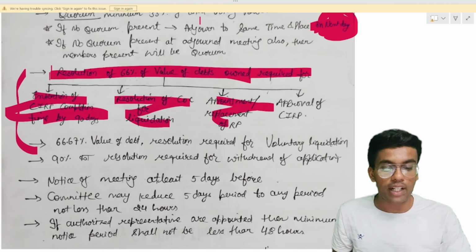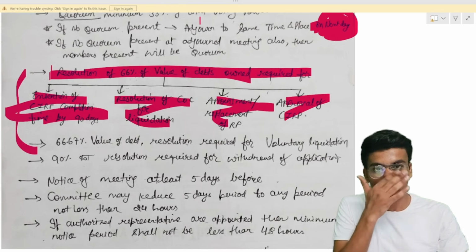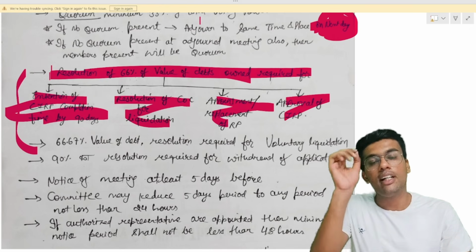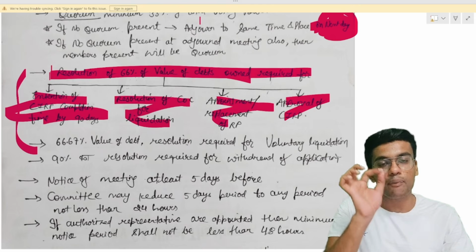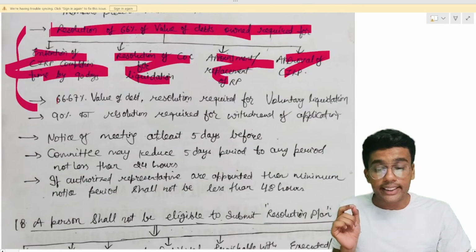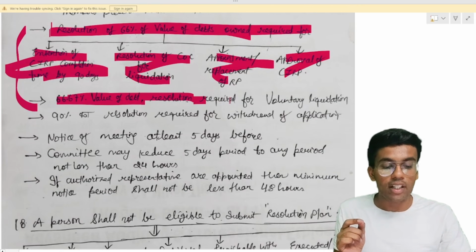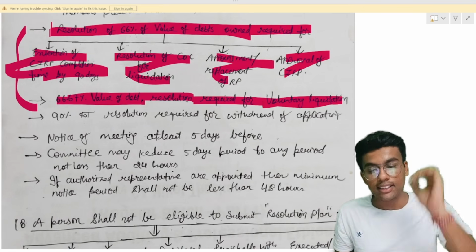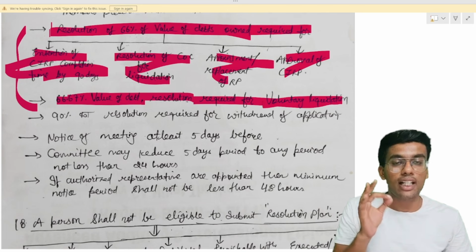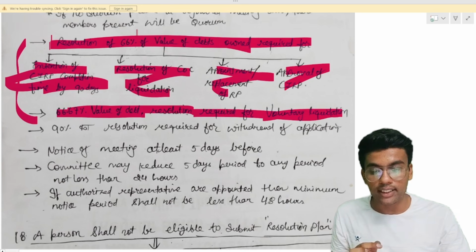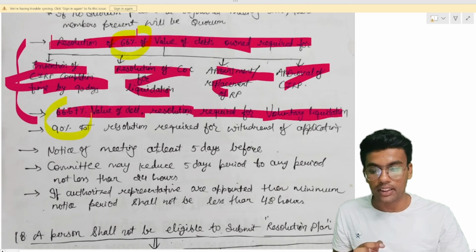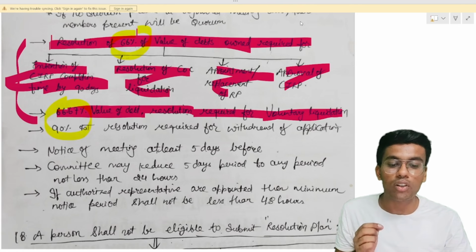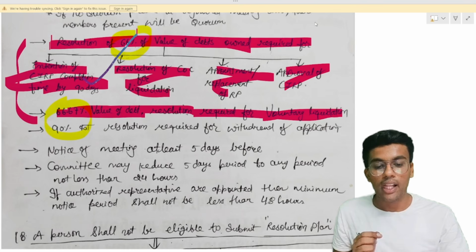Appointment or replacement of the IRP or approval of the CIRP: for all these processes, you need a minimum of 60% voting share approval. 66.6% of the value of debt is required for voluntary liquidation. If they are going to liquidate voluntarily, then in such a case you need 66.6% approval. Here it is only 66%, whereas here it is 66.67%. So please be very careful with this particular timeline. All right. Okay.